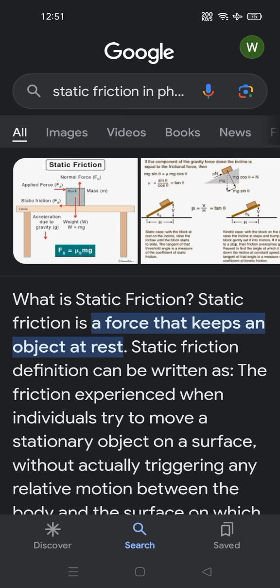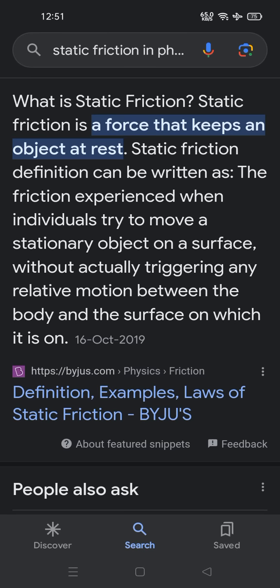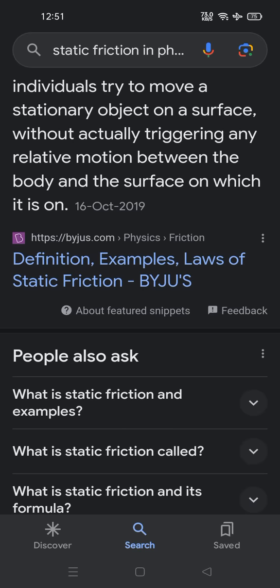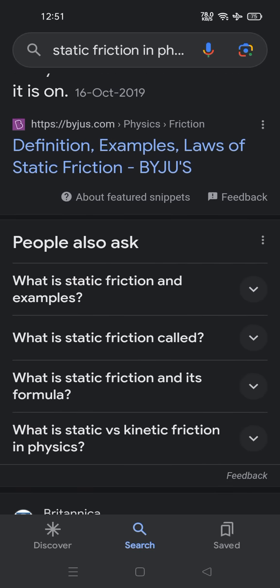What is static friction? Static friction is a force that keeps an object at rest. Static friction definition can be written as the friction experienced when individuals try to move a stationary object on a surface without actually triggering any relative motion between the body and the surface on which it is.